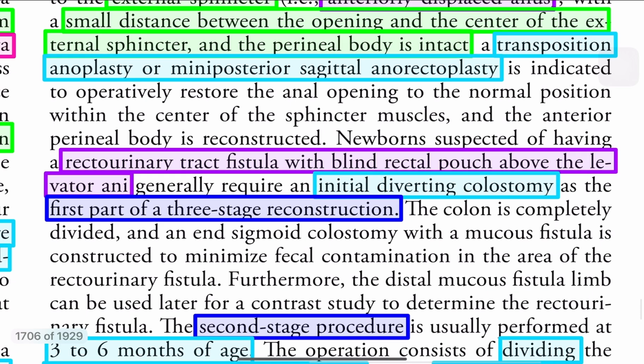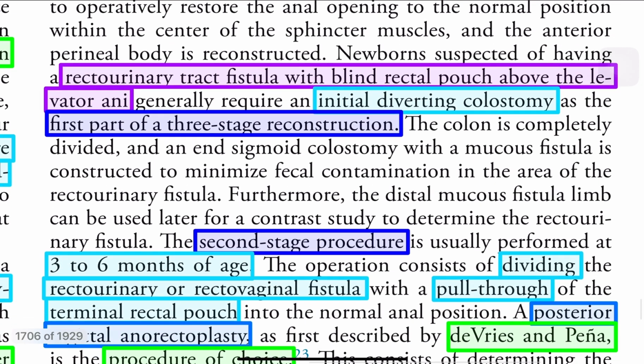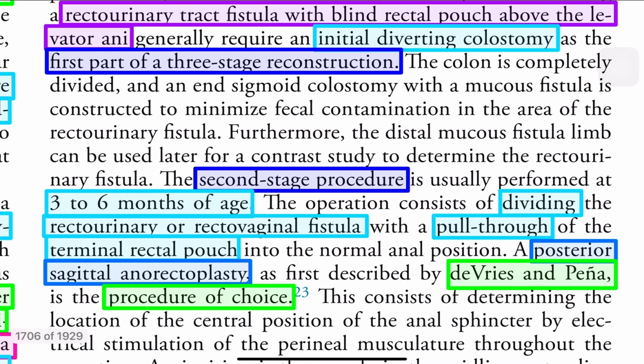Now, recto-urinary tract fistula with blind rectal pouch above the levator ani. In this case, we are talking about the high fistula. So you have to do an initial diverting colostomy as the first part of the 3-stage reconstruction. So higher fistula has to be repaired in 3 stages. The first stage will be colostomy. The second stage is the main step. It has to be done at 3 to 6 months of age. In this we divide the recto-urinary or recto-vaginal fistula with pull through of the terminal rectal pouch.